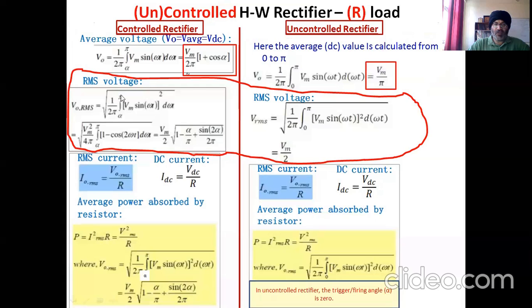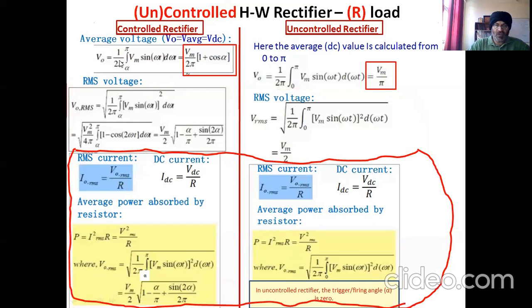Now the same is applicable for RMS. As per the definition, we square the voltage signal, take a mean by dividing by 2 pi, and then take a square root. That integration, which is a summation, we can say, has to be again from alpha to pi. But for uncontrolled rectification, it has to be alpha equal to 0, because it immediately starts to conduct.